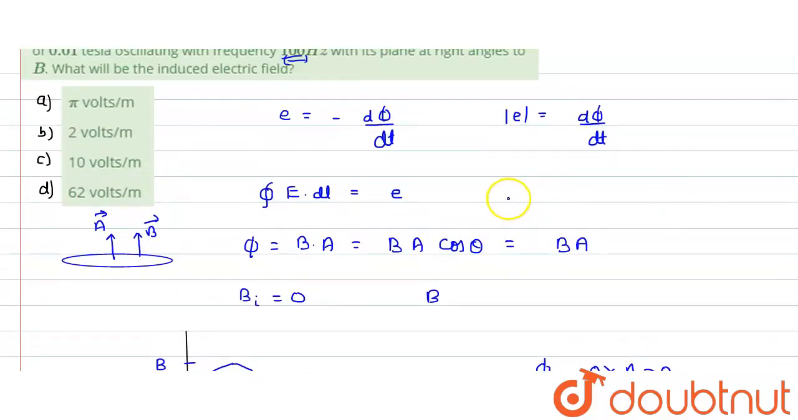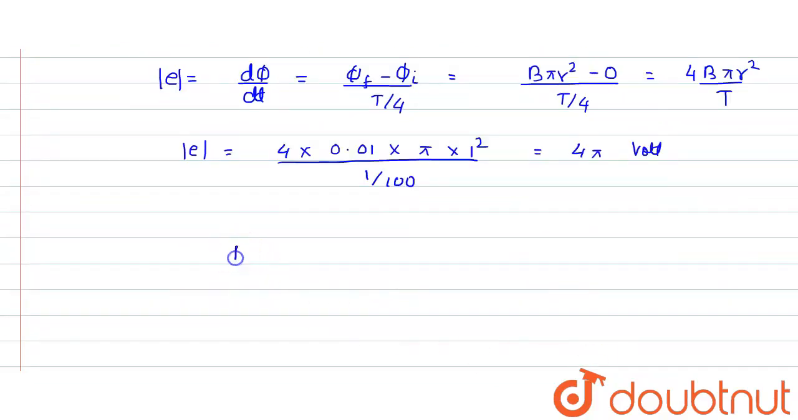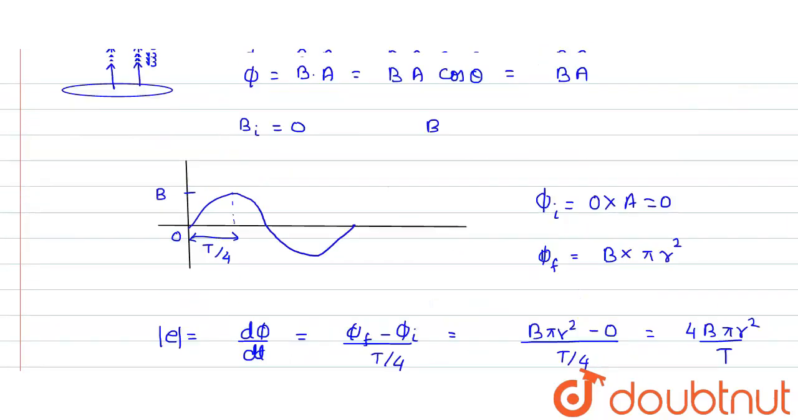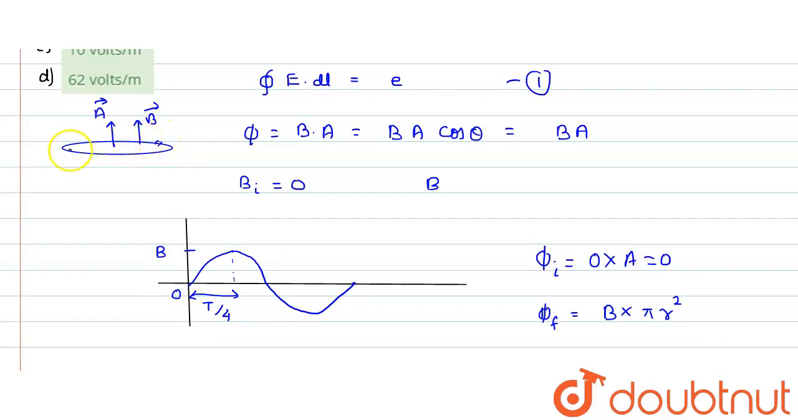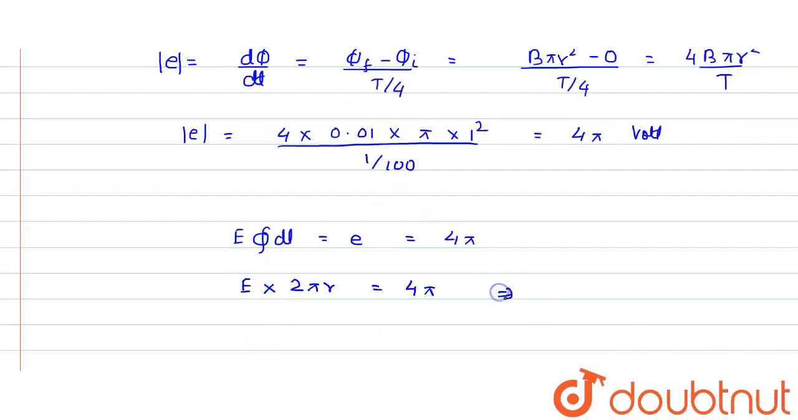Now we put this value in our first equation, the closed integral of E dot dl. The electric field would be constant, so we can take it out of the integral, so it would be E times the integral of dl, equal to small e, which is 4 pi. For a ring, what is the value of the integral of dl? If we integrate the line element, it would be just the circumference. So E into 2 pi R is equal to 4 pi. From this expression, our electric field would be 4 pi divided by 2 pi R. R value is 1, so it would be just 2 volts per meter. This would be the value of the electric field.